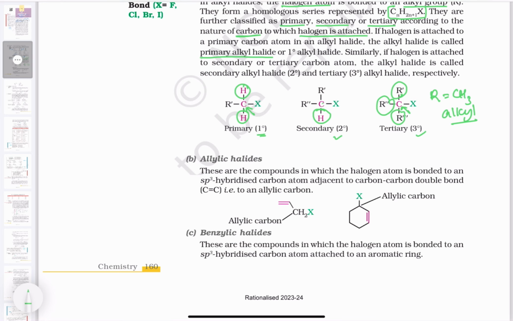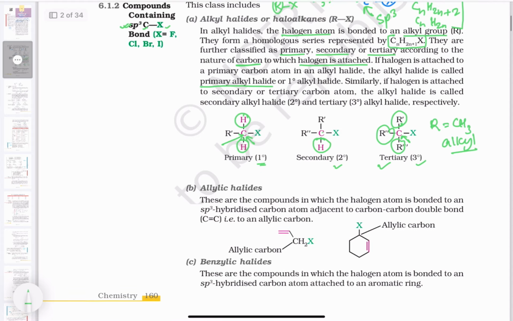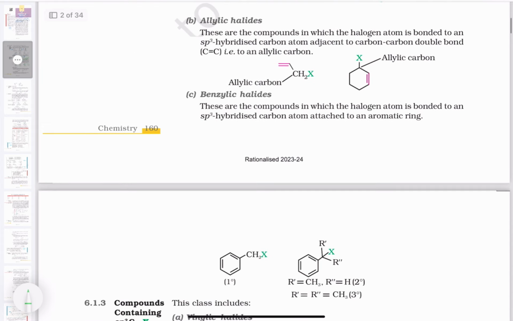So on the basis of the carbon center, this can be classified as primary, secondary, and tertiary. The easiest way to remember this: tertiary means there is no hydrogen atom on the carbon atom. Not even one hydrogen is on this carbon atom, so it is tertiary. When there is only one hydrogen, then it is secondary. When there are two hydrogens, then it is primary. I hope you can remember this.